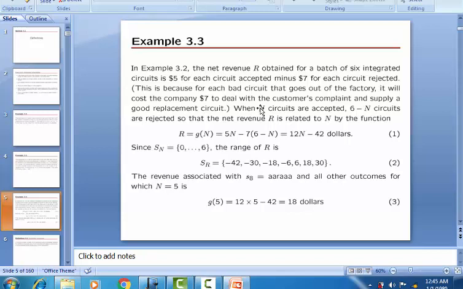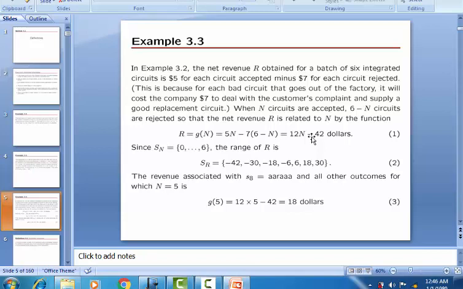Revenue is also a random variable. Why? Because it is a function of a random variable n. So revenue is also a random variable, which is based on n. So look here, 5 times the acceptable circuits, that is n, minus 7 times the non-acceptable circuits, that is 6 minus n. So in that case, this becomes 12n minus $42.